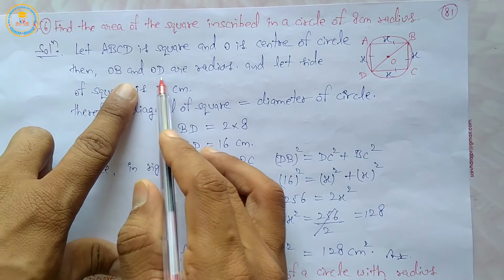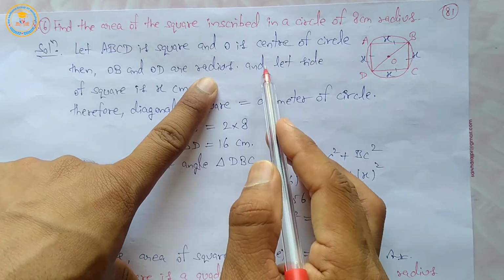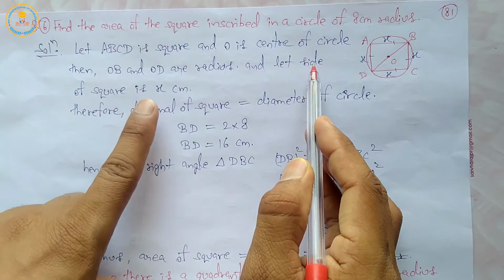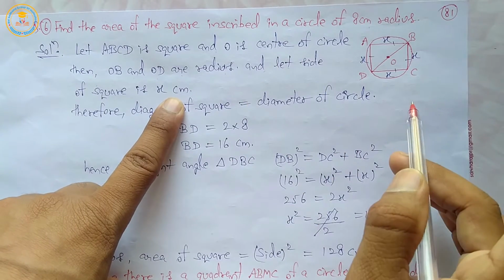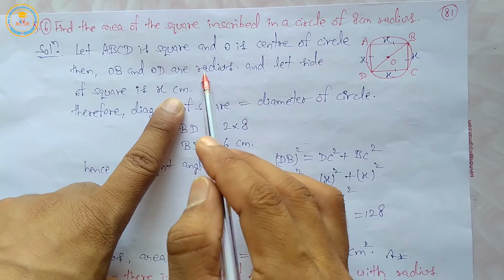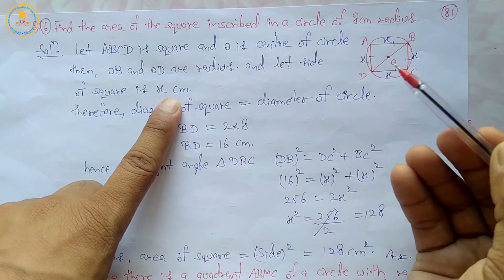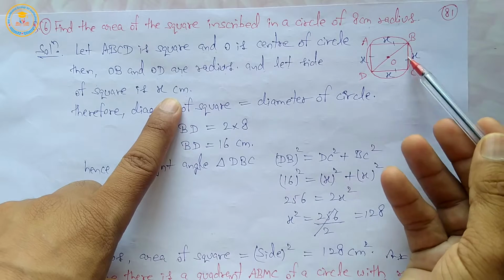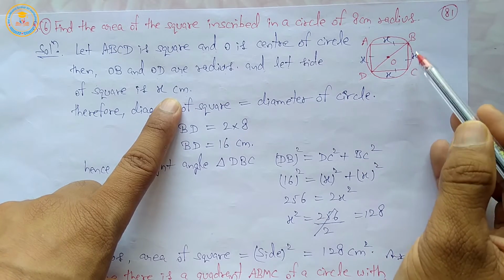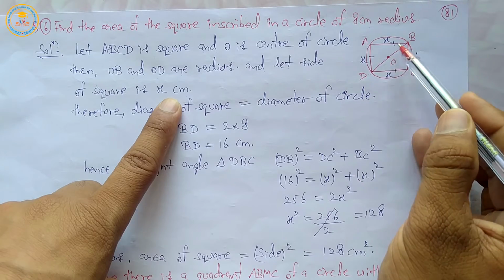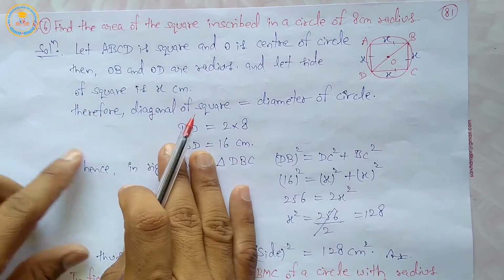Then OB and OD are radius, and let the side of the square be x centimeter. The side of the square is not given, so we let it be x centimeter, and in a square we know all sides are equal. Therefore AD is x, DC is x, BC is x, and AB is also x.